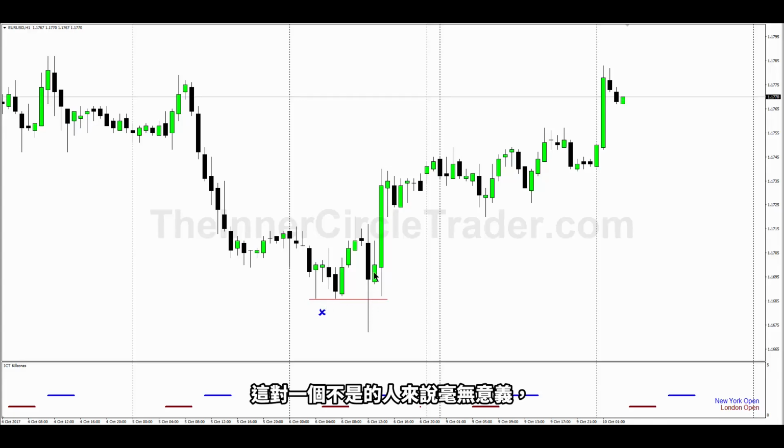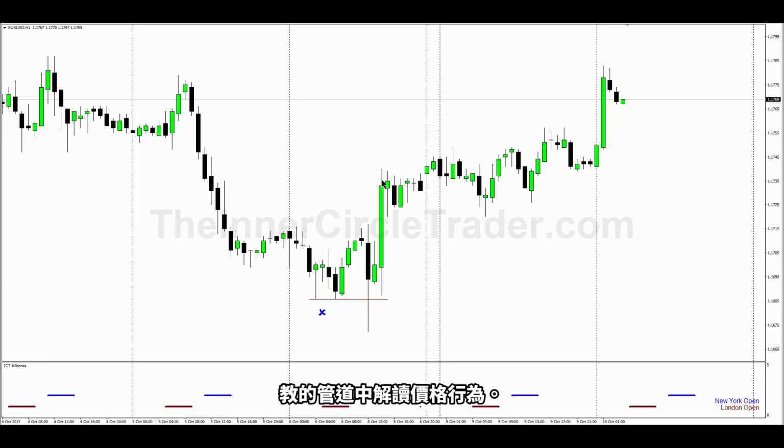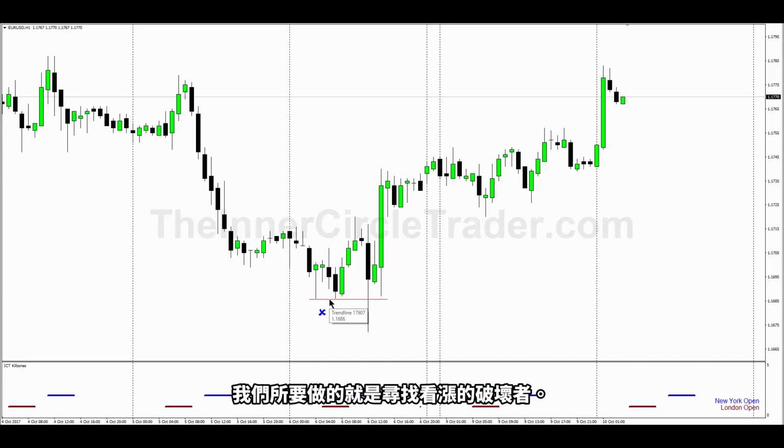Price moved away sharply. Now, by itself, that means absolutely nothing to someone that's not interested in learning how to read price action from the way I teach it. But from a hindsight perspective, it gives us a great deal of value in terms of insight, because if we know this is a run on sell stops, all we have to do is look for the bullish breaker. That means the high between the low and the stop run.